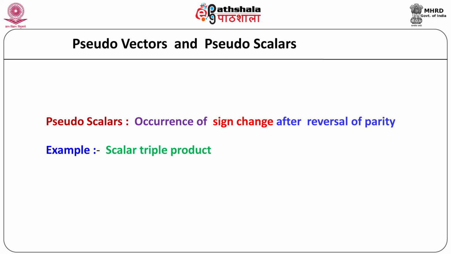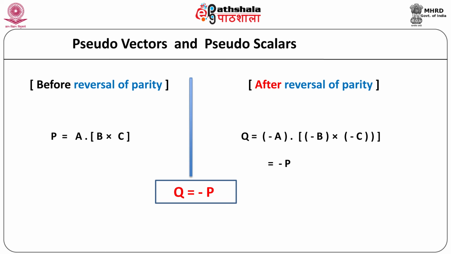If there occurs a change of sign after reversal of parity of the vectors involved in the expression for a scalar quantity, then the scalar quantity is called a pseudo scalar. Roughly speaking, reversal of parity of a vector implies change of sign of the vector. Scalar triple product is an example of pseudo scalar. In this diagram, note that q bar is equal to minus p bar. Thus, the scalar triple product is an example of pseudo scalar.